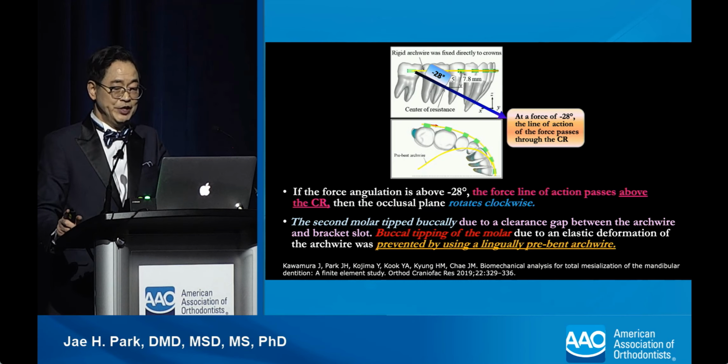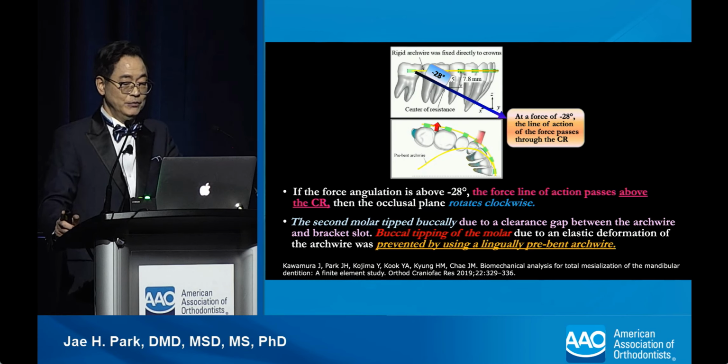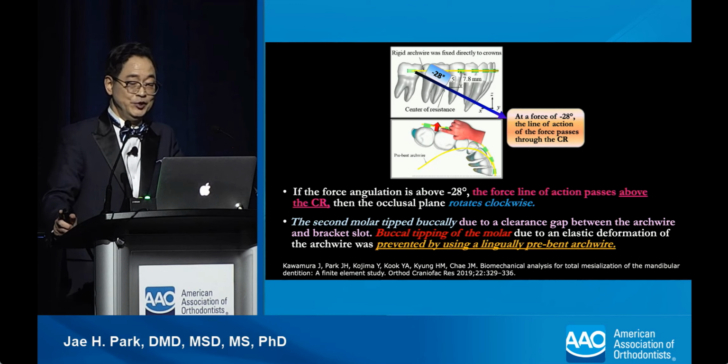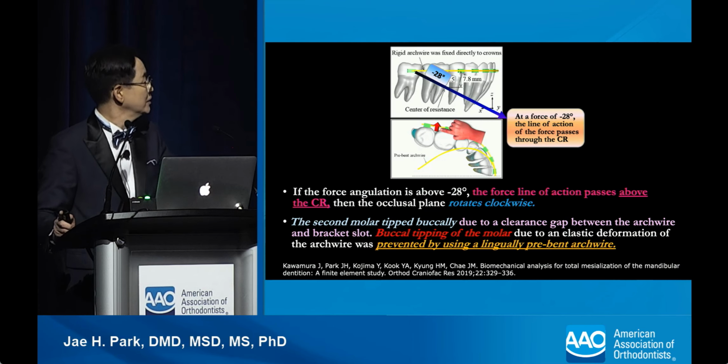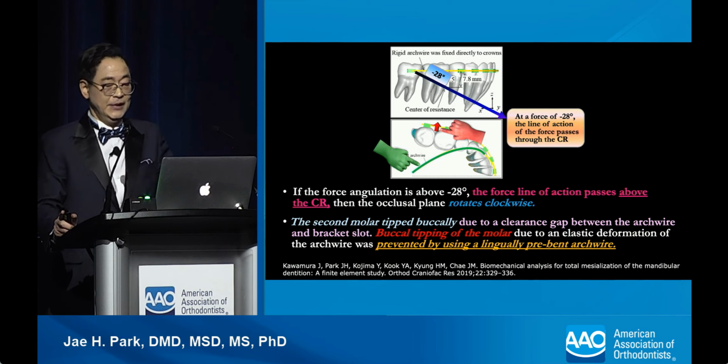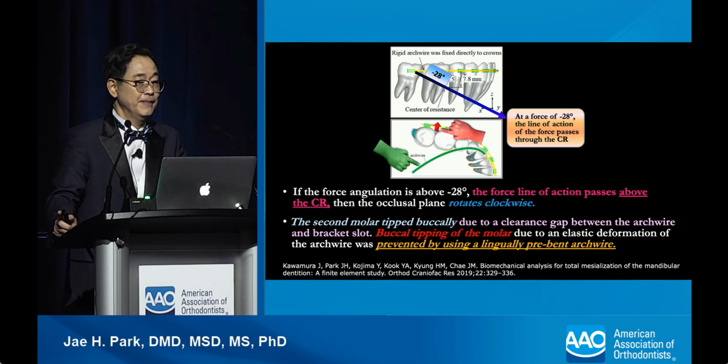During total distalization of lower dentition, backward tipping of the lower 7 due to elastic deformation of the archwire can be prevented by using a lingually prebent archwire.